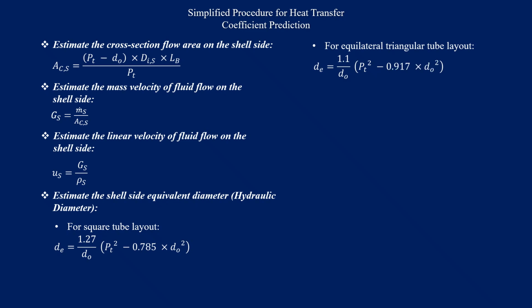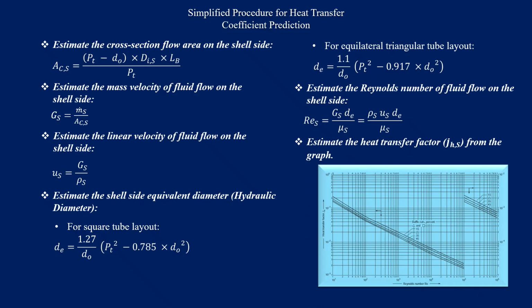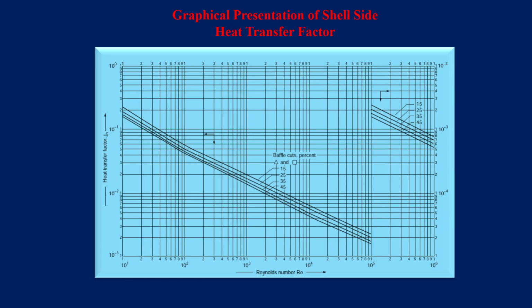Once we have calculated these parameters, we may go on to estimate the Reynolds number on the shell side as described by this equation. And once we have estimated the Reynolds number, we may estimate the heat transfer factor from this graph, which is presented in terms of Reynolds number and the baffle cut percent. Then we will get the heat transfer factor.